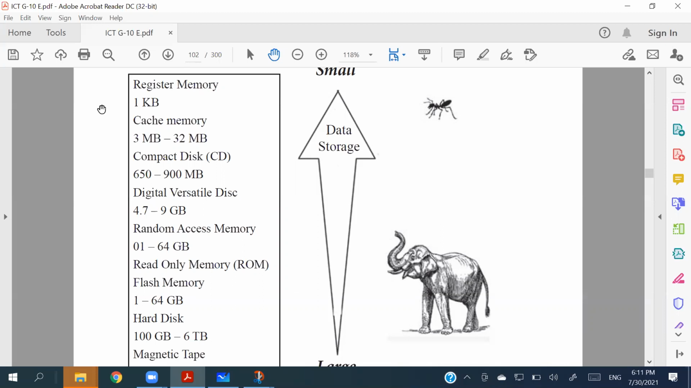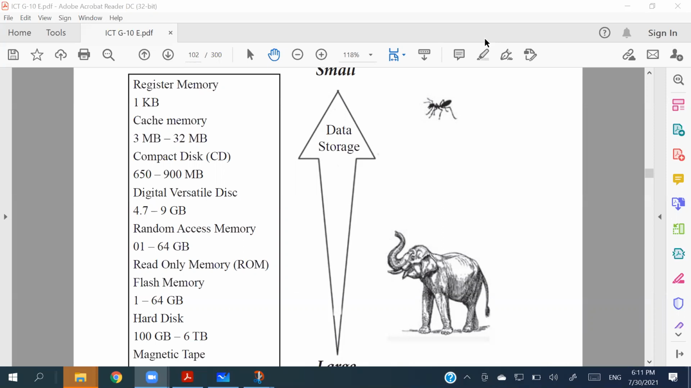We discussed these things. Then the digital versatile disk, the DVDs, from 4.7 to 9 GB. And then comes the random access memory, another internal storage, and we call it the main memory as well, right?